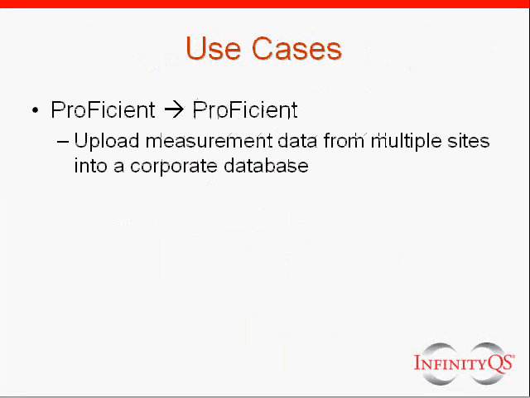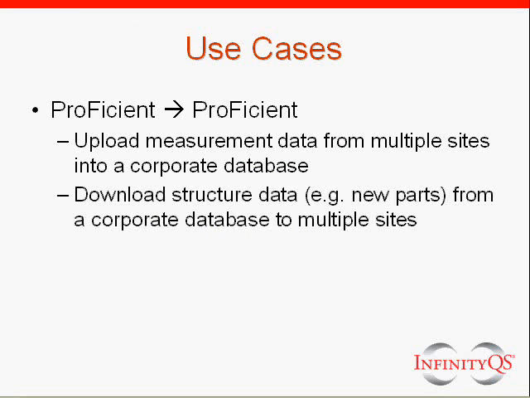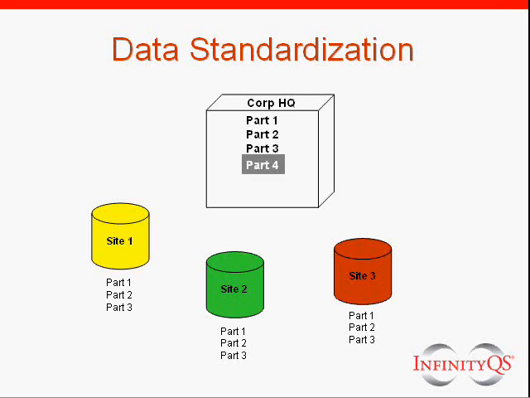The next scenario involves disseminating structural information from a corporate database out to the individual sites, which can be very helpful in maintaining naming consistency throughout the organization. Here we have the same sites represented as before, but the issue is different. In this case, corporate headquarters maintains a master parts list for the entire organization, and ideally, all sites would maintain the same naming convention. Unfortunately, when a new part is added, there can be a possibility that each site may enter that same part name slightly differently, which can cause real problems later on.